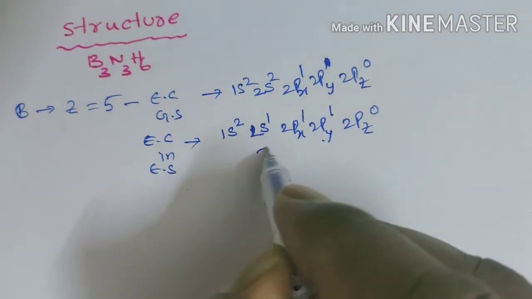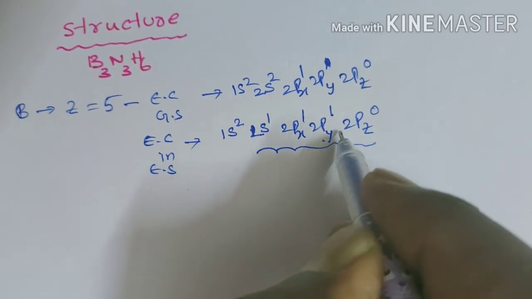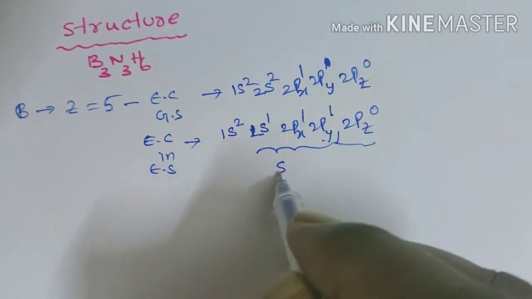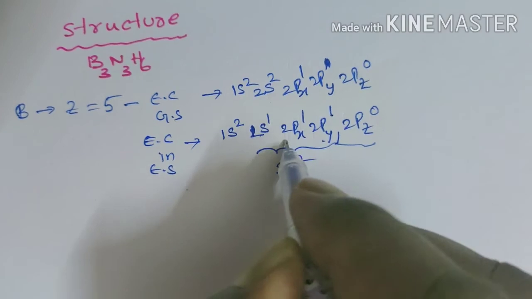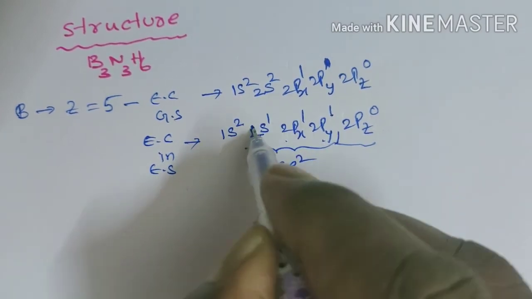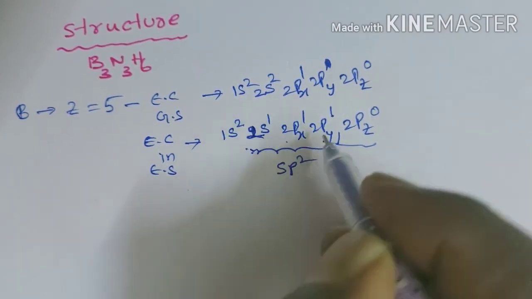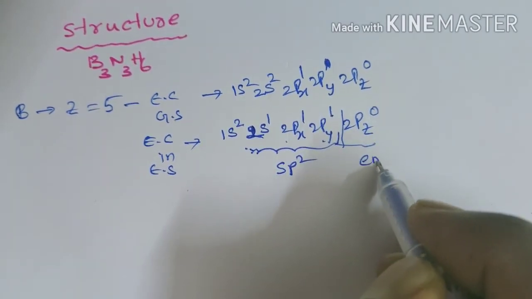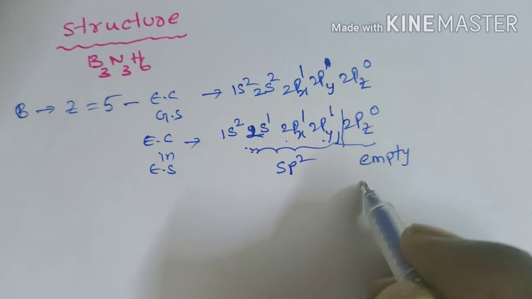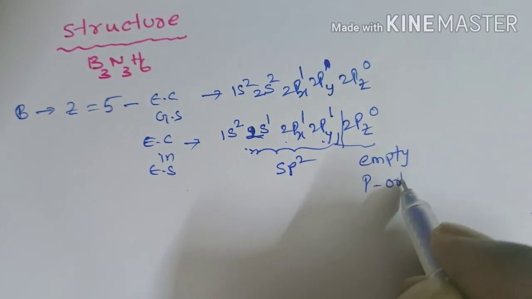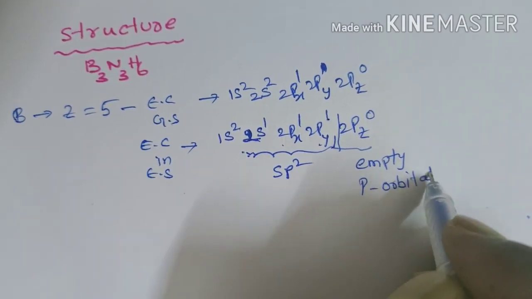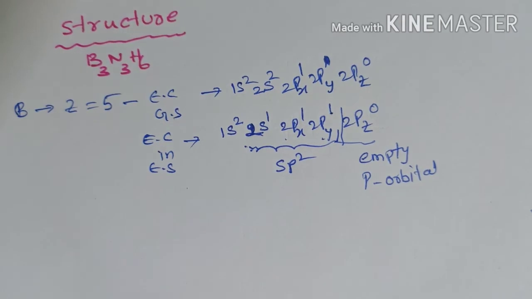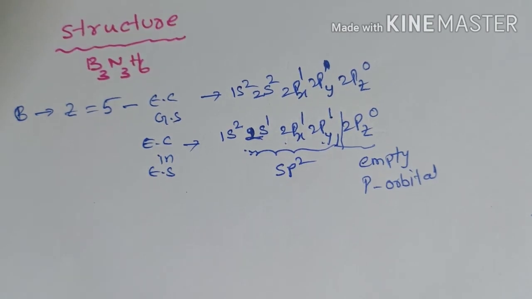Now in the excited state, this boron undergoes sp2 hybridization, 1s and 2p are mixed, and here it has the empty p orbital, or vacant p orbital. So at each boron atom, an empty p orbital is there.